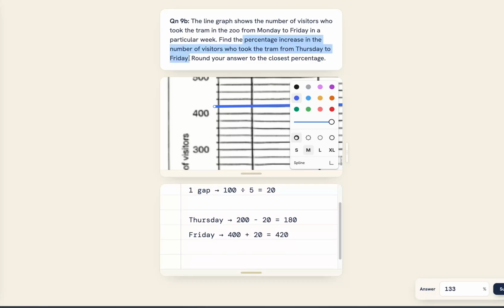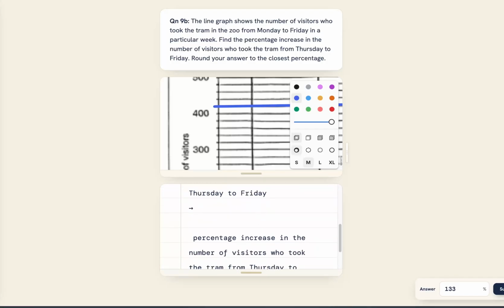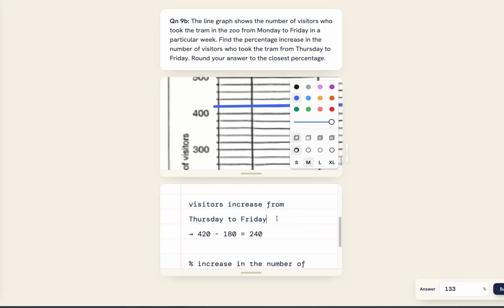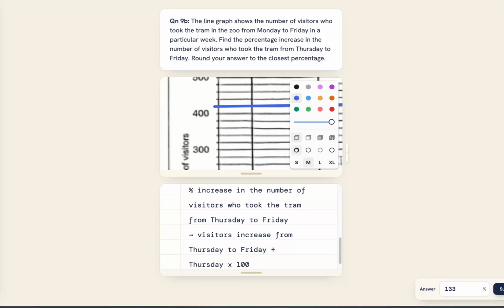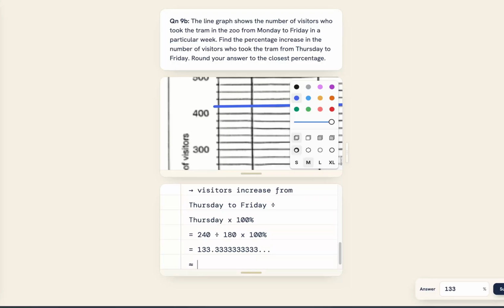So the percentage increase in the number of visitors who took the tram from Thursday to Friday: the visitor increase from Thursday to Friday is 420 minus 180. This will give us 240. To get a percentage increase, we need to get the visitor increase from Thursday to Friday, divide it by Thursday, and times 100%. So the visitor increase is 240, and then we divide it by Thursday, which is 180, times 100%. This will give us 1.33333 dot dot dot. We need to round it to the closest percentage, which means it's 133%.